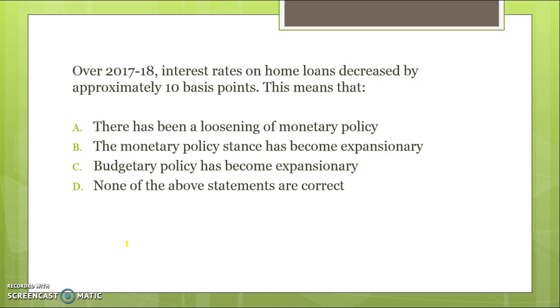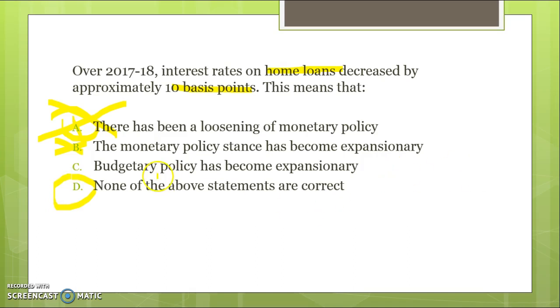Just one question to start off with. It says here, over 2017-18, interest rates on home loans decreased by approximately 10 basis points. This means what? Okay, and the correct answer to this question is, it doesn't mean a loosening of monetary policy. This is the answer most people would go for, but it's not that, because it's not saying that there's a direct change in the cash rate. So in terms of this question here, again, the monetary policy stance has become expansionary. It's also not true. The correct answer is that none of the above statements are correct.